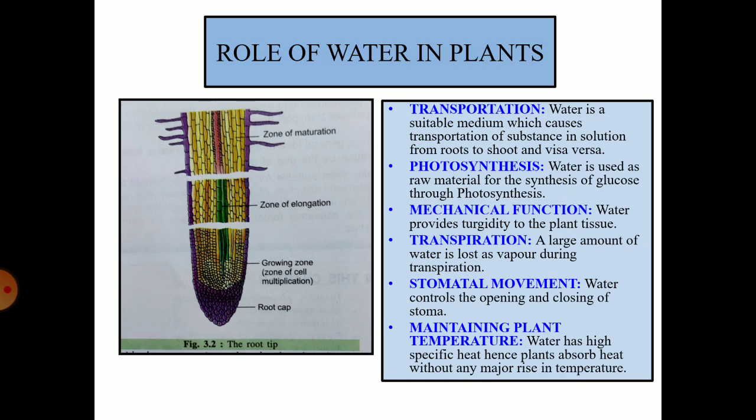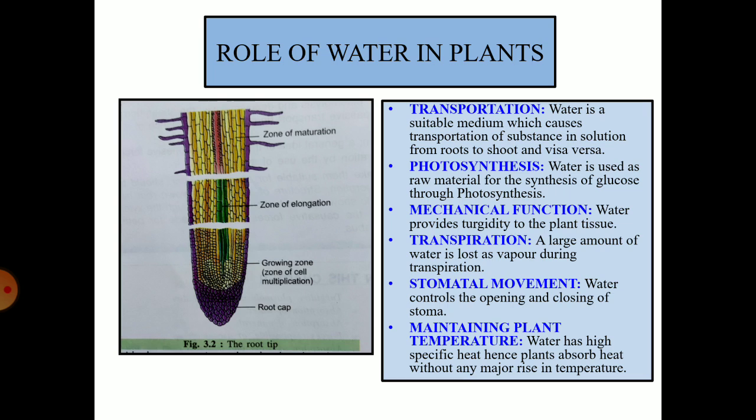The purple colored part of the root tip is the root cap. The root cap is responsible for protection of the growing tip from any type of mechanical injury as the root tip moves deep into the soil. The first zone, which lies below the root cap, is the growing zone, a zone of cell multiplication, or the meristematic zone. Here, the cells keep on dividing continuously.